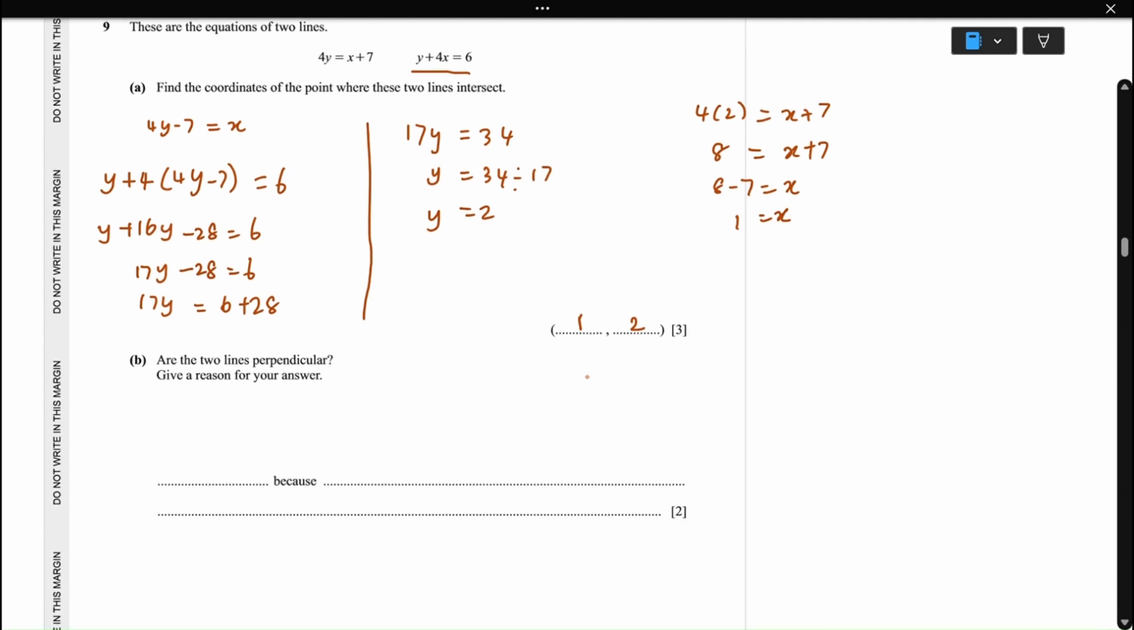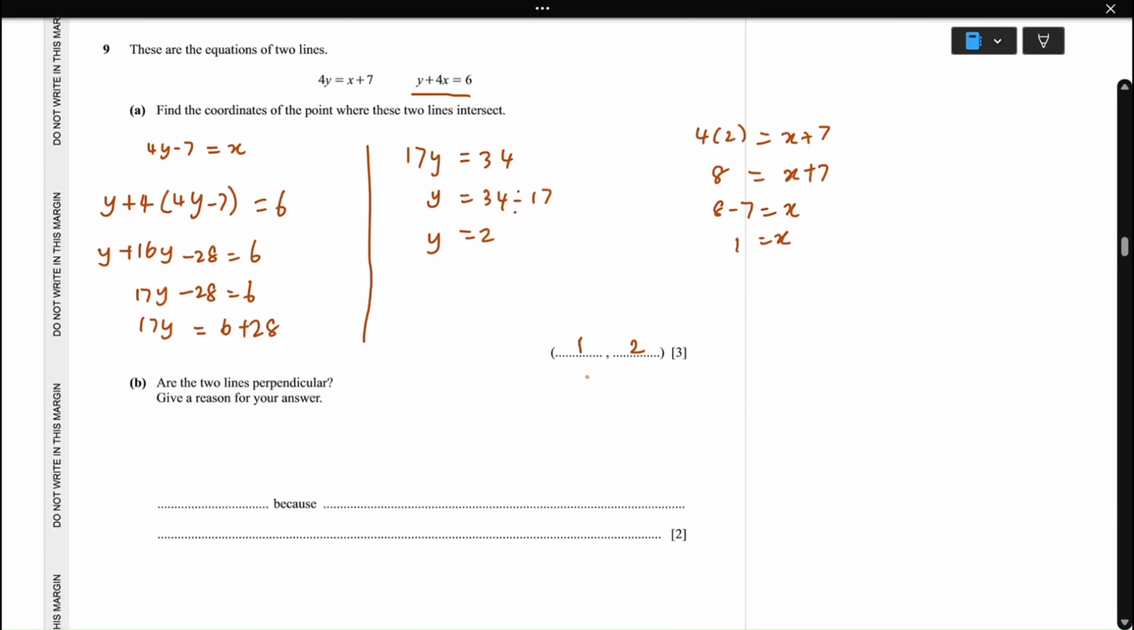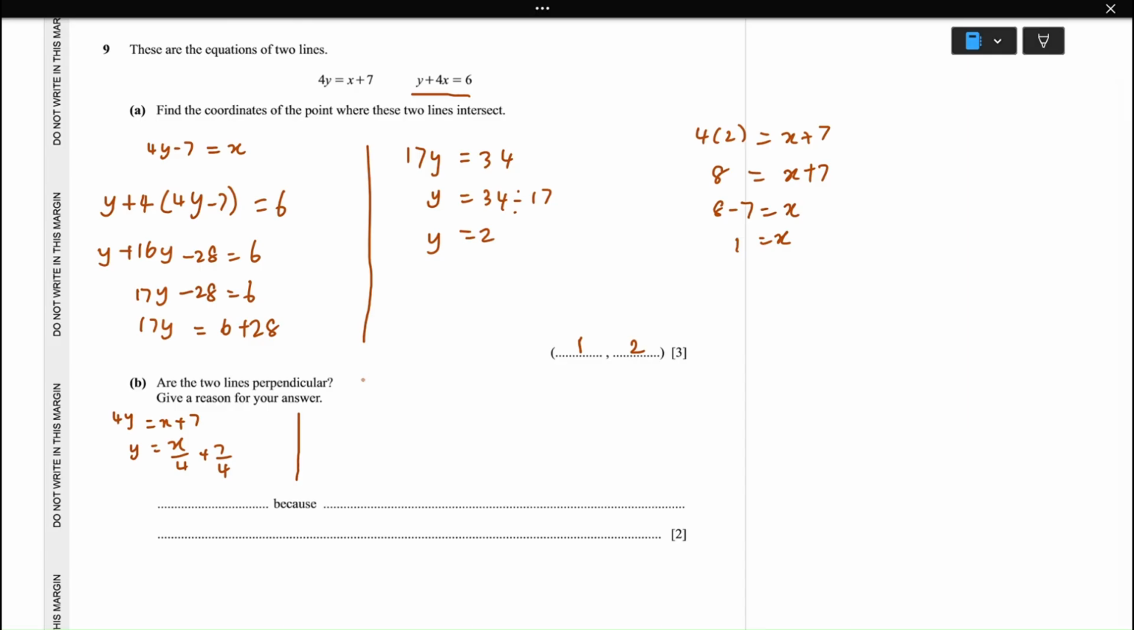Next, are the two lines perpendicular? Give a reason for that. Okay, so we need to find the gradient of both equations. So first equation, make y the subject. The given equation is 4y equal to x plus 7. Make y the subject, so y equal to, the 4 should be divided on the right side, so x by 4 plus 7 by 4. That's the first equation with y as the subject. Now the second equation also, I'll write the given equation first, y plus 4x equal to 6. Now I'll make y the subject: y equal to minus 4x plus 6.